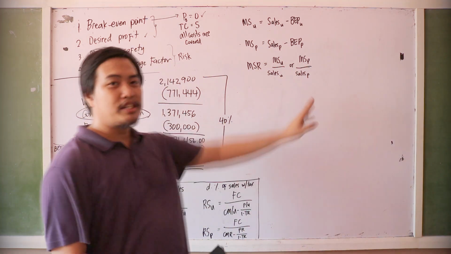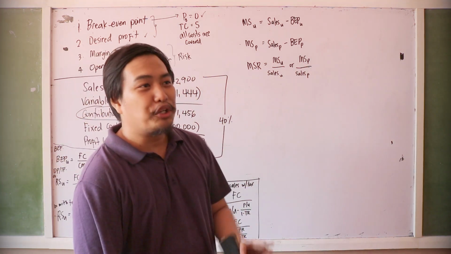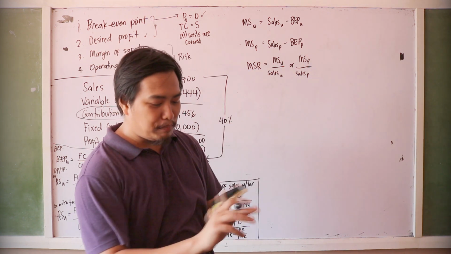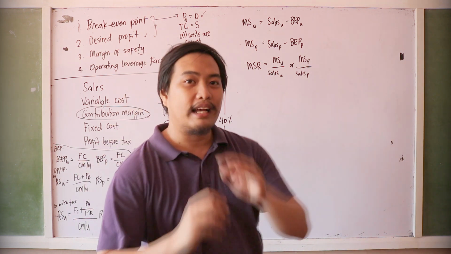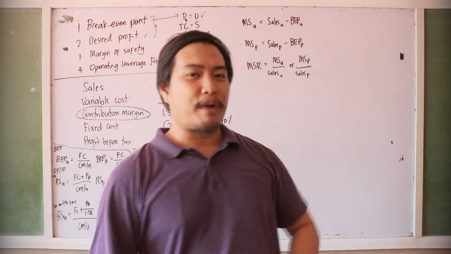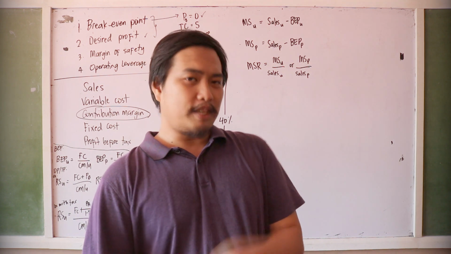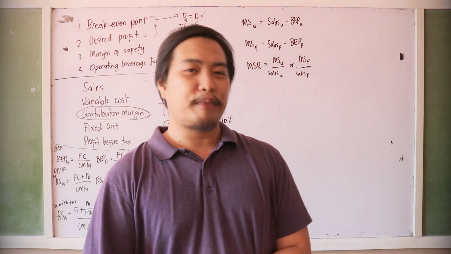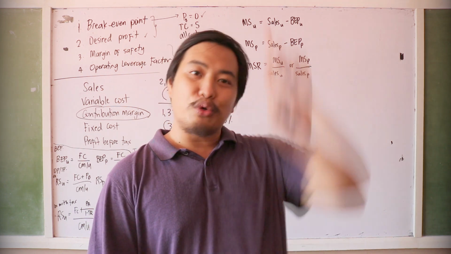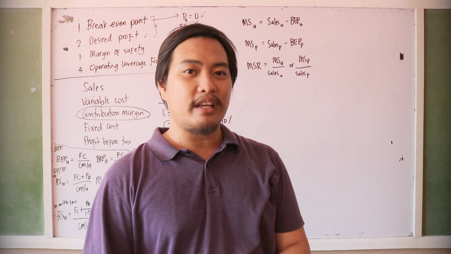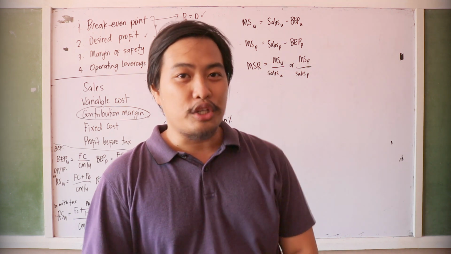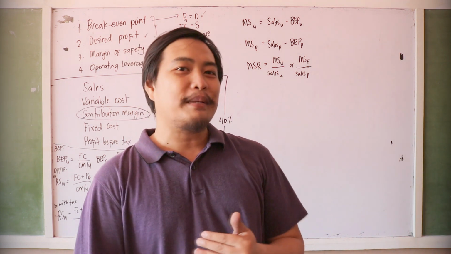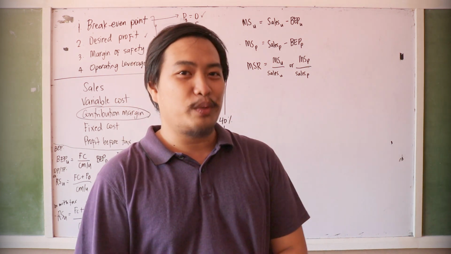So, tinitignan ng margin of safety yung layo ng pinaplano nating level of sales doon sa break-even. Kasi nga, yung break-even, yan yung boundary ng loss and profit. So, syempre, we want to be in the area kung saan nagkakaroon tayo ng profit. Kung galing tayo sa profit and then we are approaching the break-even point, susunod na dyan, loss. And we don't want that. So, itong margin of safety, minimeasure niya kung gaano pa tayo kalayo from the danger zone, which is yung loss area.